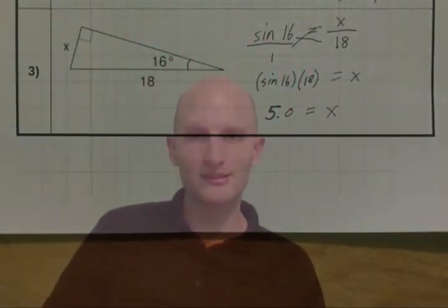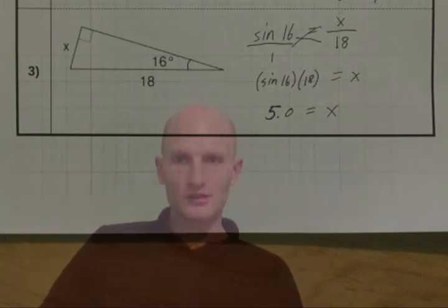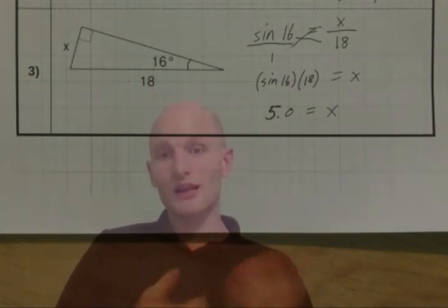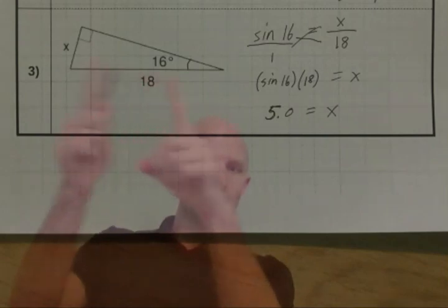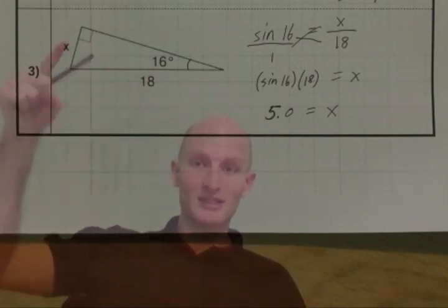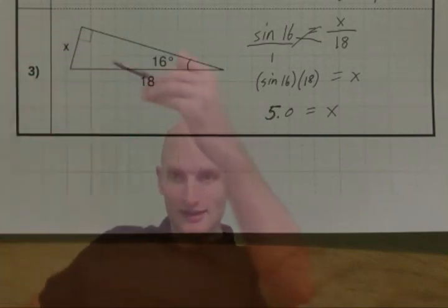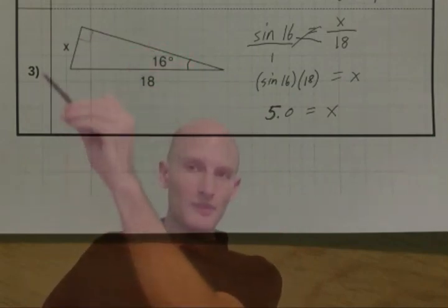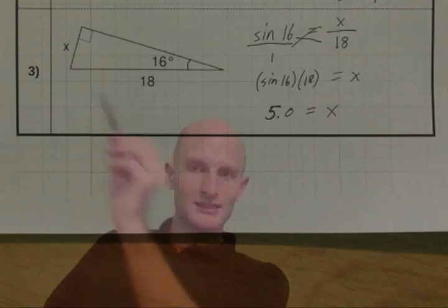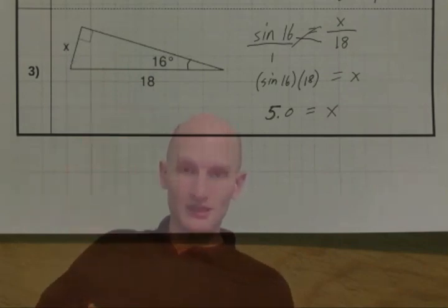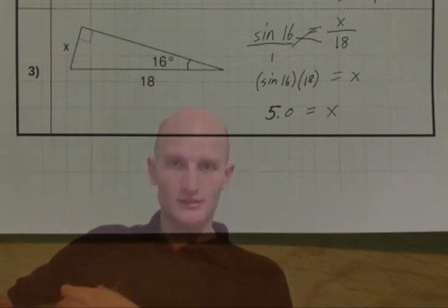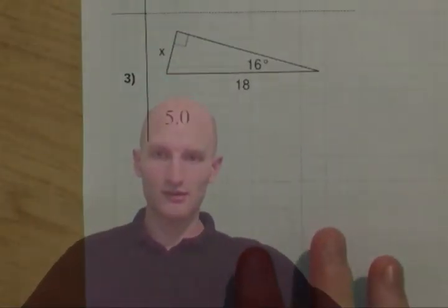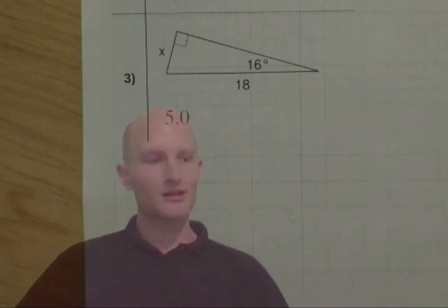Yeah, so 5.0 should be the value of x. And if you think about it logically, if this is 18, we know that this side right here is definitely shorter than this side. So when you look at 5 and 18, it looks like it would be about 5. And in fact, it is. It has a length of 5. And just to double check, 5.0, there it is.